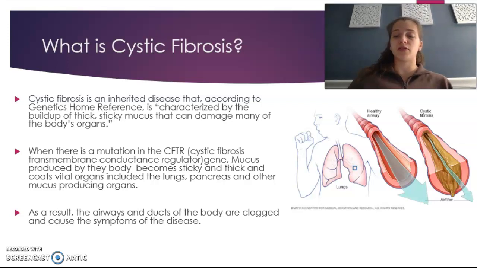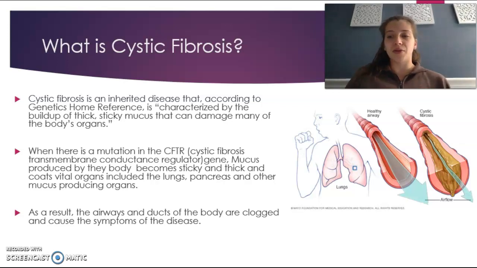Genetics Home Reference describes it as the buildup of a thick and sticky mucus that causes damage to many of the body's organs. So the disorder is caused by a mutation in what is called the cystic fibrosis transmembrane conductance regulator gene. So that is a very big mouthful. So for now, we're going to call it the CFTR gene. We're going to go over a lot of the details of the gene a little bit later.